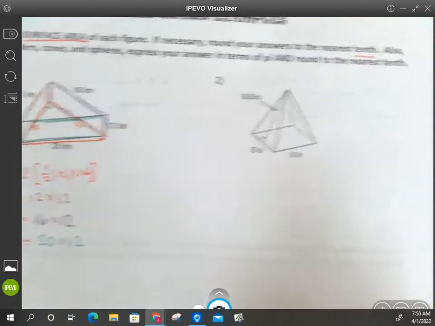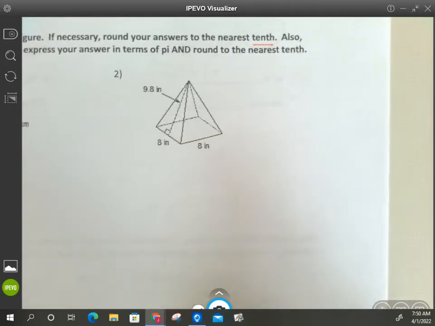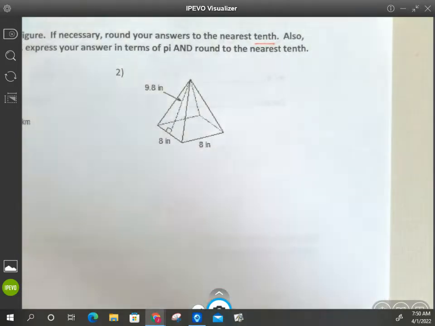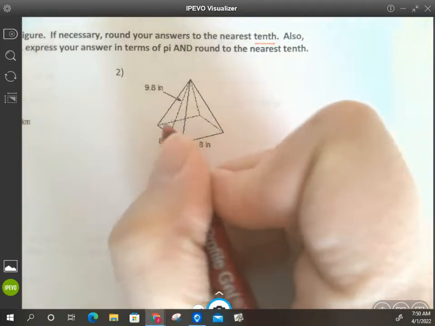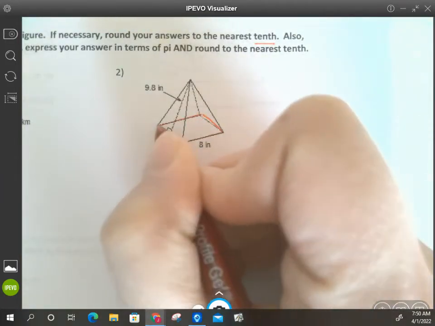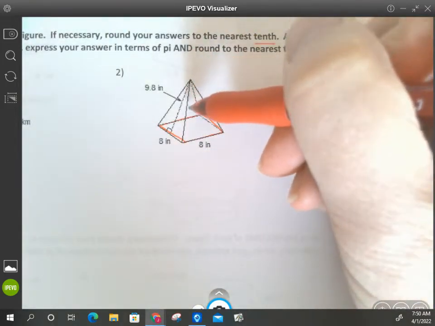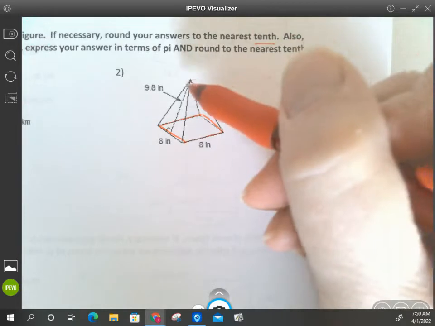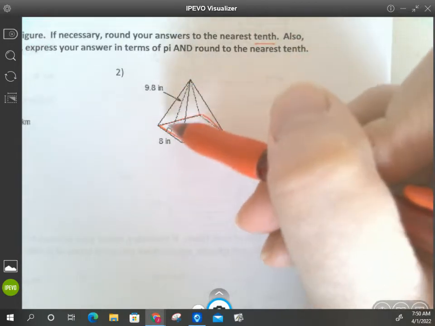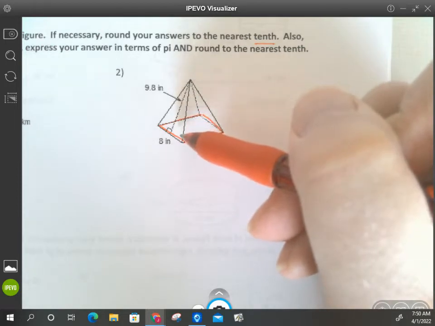Look at number 2. What is this figure? Square pyramid. Here is your square base. Now, we are not finding volume. We are finding surface area. If I was finding volume, I'd want the height of the figure as an altitude. I want the lateral height. I want this height of the side because I want to know what it would be to paint this triangle. I'm not worried about the inside.